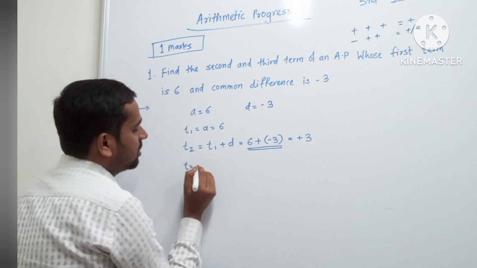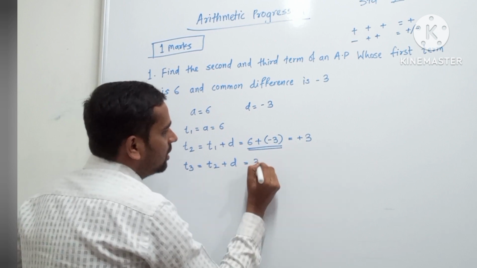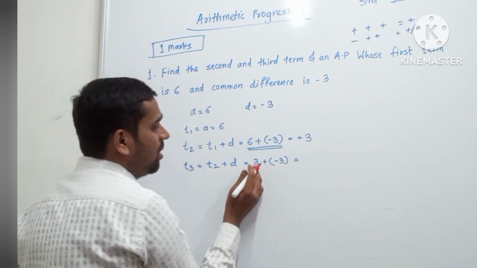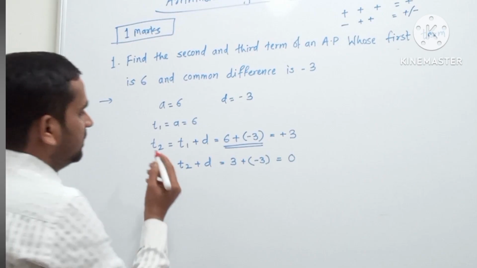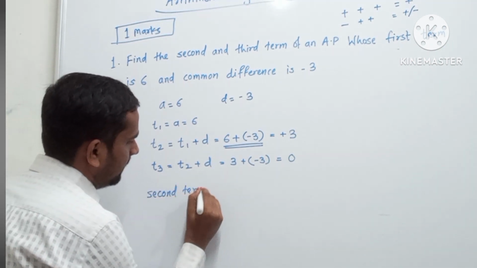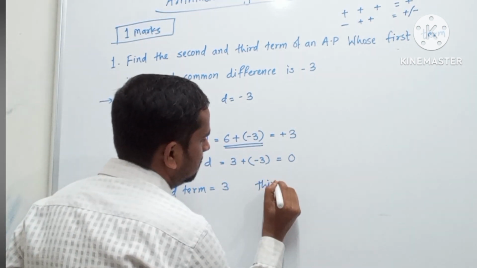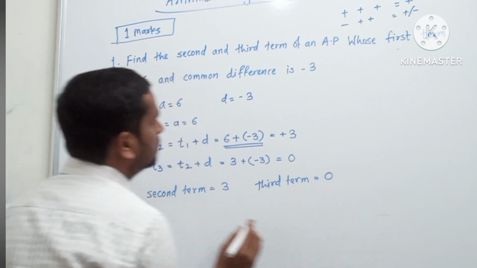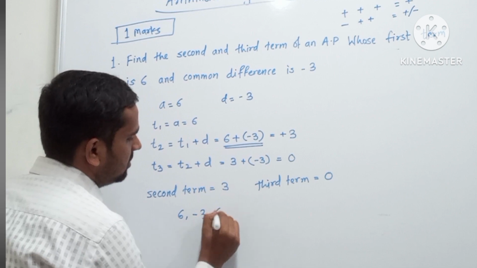Again you can find the third term, T2 plus D. T2 is what? 3. D is what? Minus 3. So you can easily solve: plus 3 minus 3 will be 0. So the second term is 3 and the third term is 0. Of that AP: 6, 3 and 0.